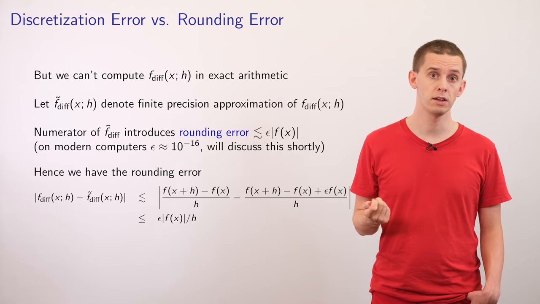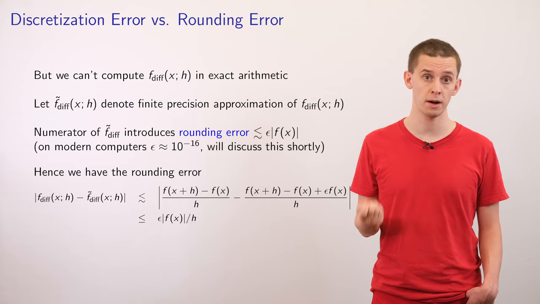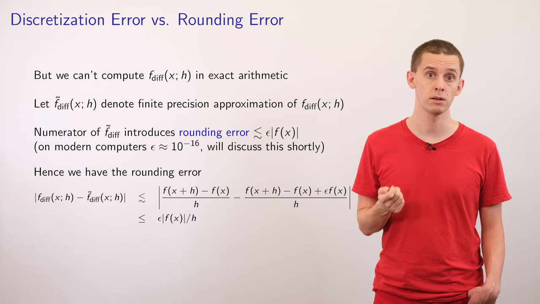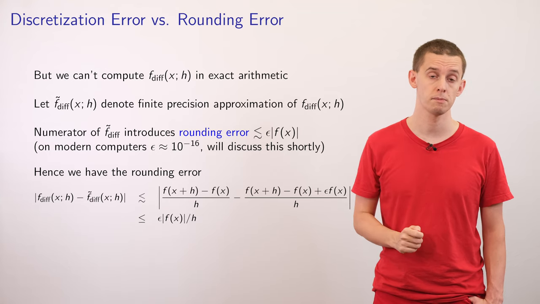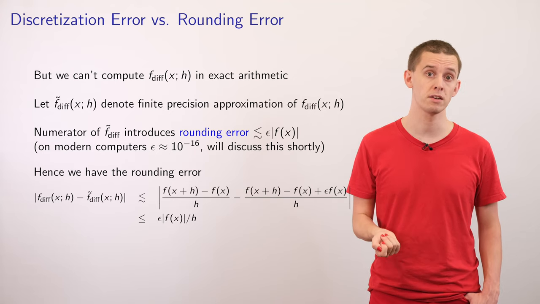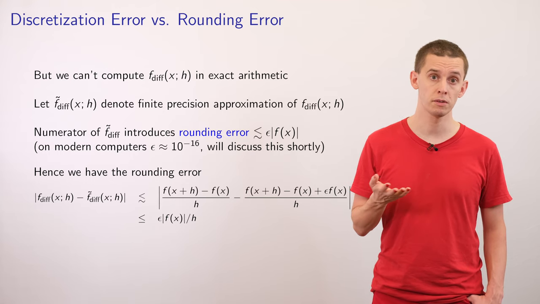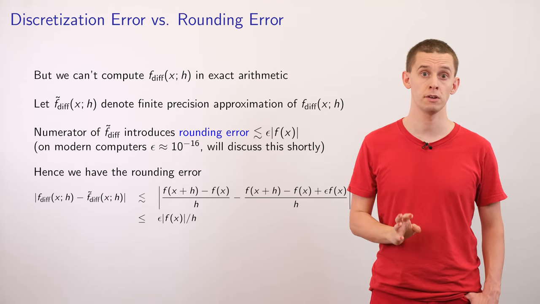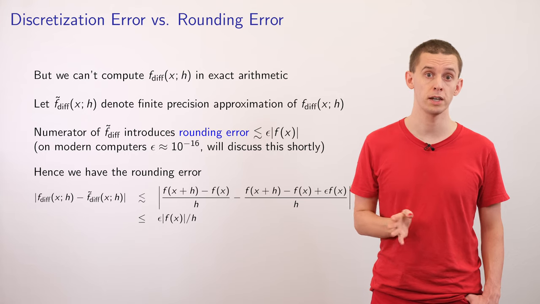So we'll look in more detail exactly how rounding error works soon, but it turns out that the most significant contribution to rounding error will basically be in the numerator of our expression for f diff, and we'll get some error that's less than or equal to epsilon times the magnitude of f of x. And we'll look at this in more detail soon too, but that value of epsilon is typically around 10 to the minus 16 on modern computer hardware. So now, if we look at the difference between our exact precision f diff and our finite precision f tilde diff, that will be less than or equal to epsilon times the magnitude of f divided by h.